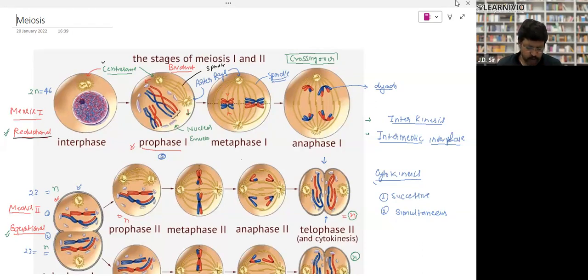Next point, each chromosome gets attached to a spindle fiber at the centromere.